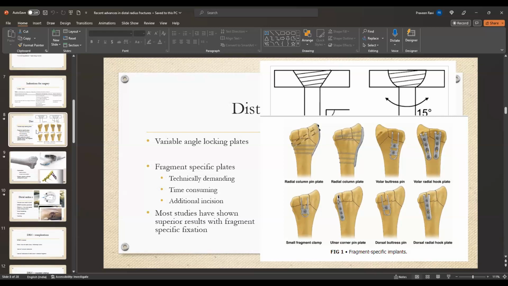Does the company talk about it? No, I didn't come across it. I went through a few articles, and I didn't come across that being mentioned for distal radius. I'll look for this.